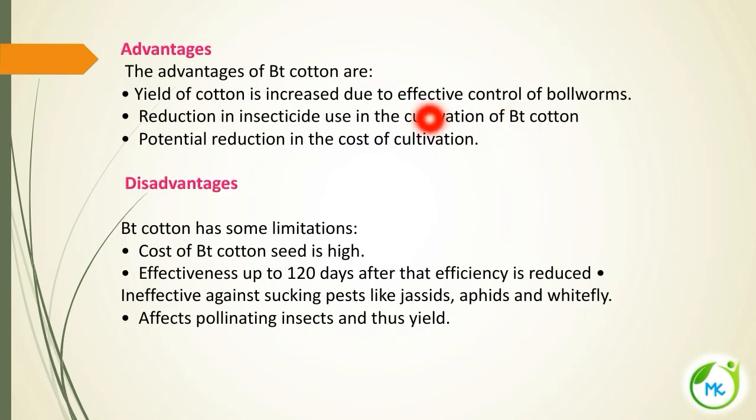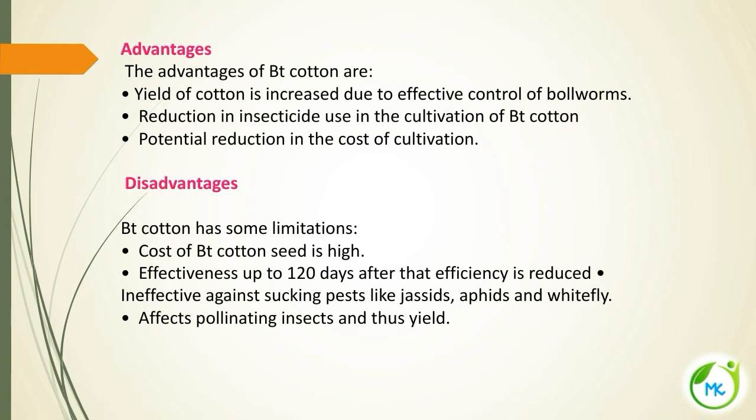What are the advantages of Bt cotton? So yield of cotton can be increased because we are eliminating the insects, the yield will be increased, and also we need not use any insecticide, and the potential reduction in the cost of cultivation. Disadvantages: the cost of Bt cotton seed, okay, it is high, and effectiveness up to 120 days. After that the efficiency is reduced, and this is effective against only certain insects, but it is ineffective against the pests like jassids, aphids and whitefly, and this also affects the pollinating insects and thus yield.